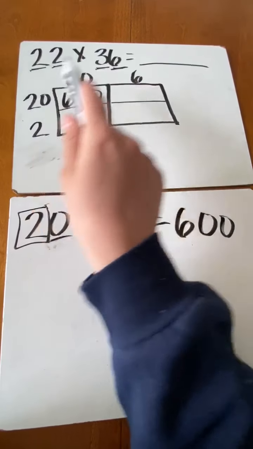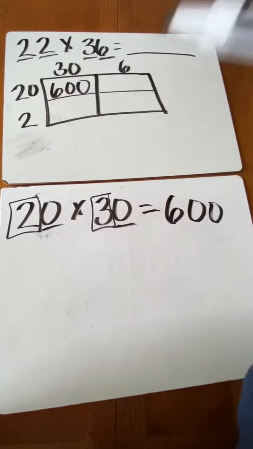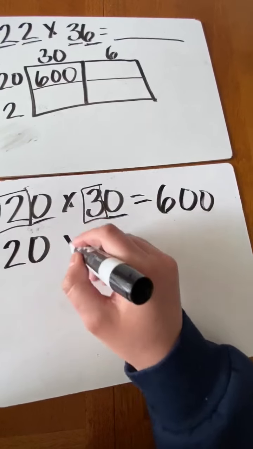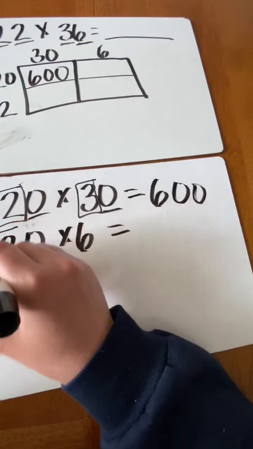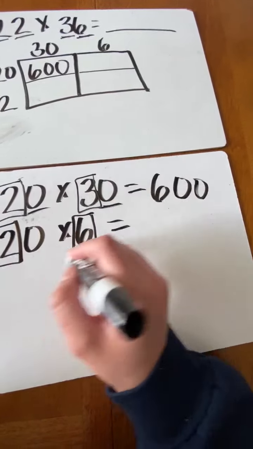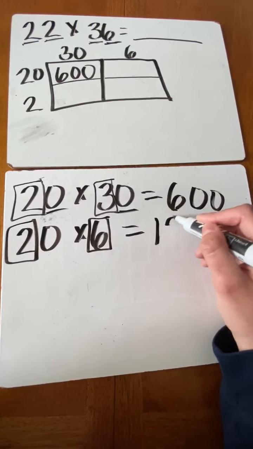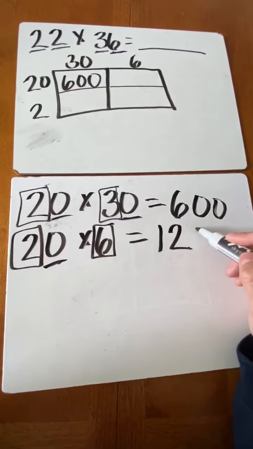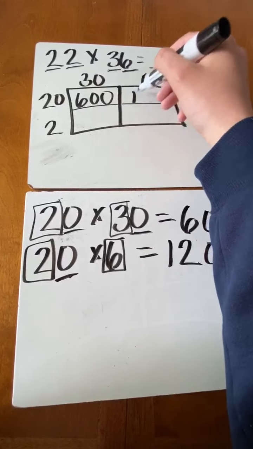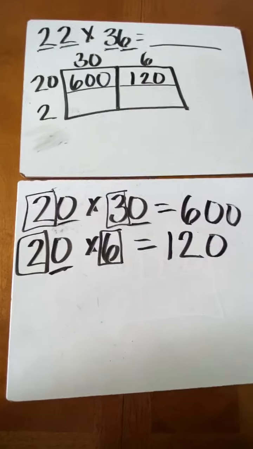Next, I'm going to take 20 times 6 to find my answer for this box. 20 times 6, I'm going to do 2 times 6 is 12, and then I have a 0, so I'm going to add my 0. So my answer here is going to be 120.